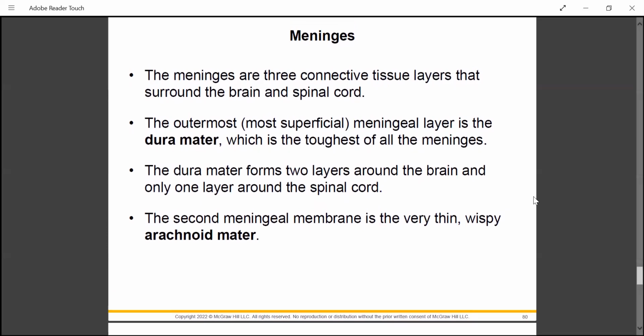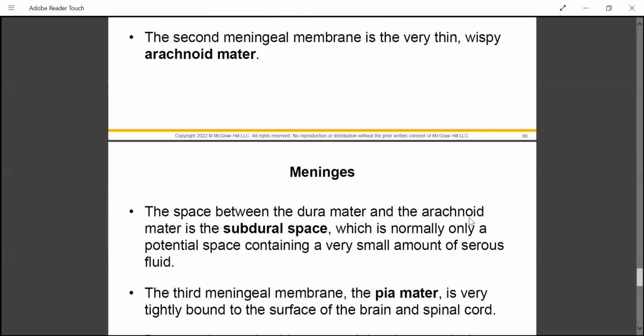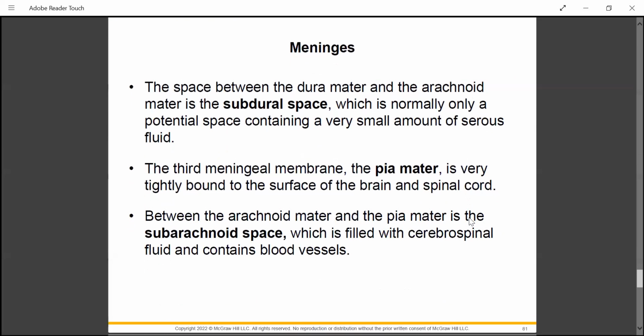Our second meningeal layer is very thin. It's our arachnoid mater. We have space between the dura mater and arachnoid mater. That becomes the subdural space, and usually a very small amount of what's known as serous fluid. So not cerebrospinal fluid, but serous fluid is in between our arachnoid and dura mater.